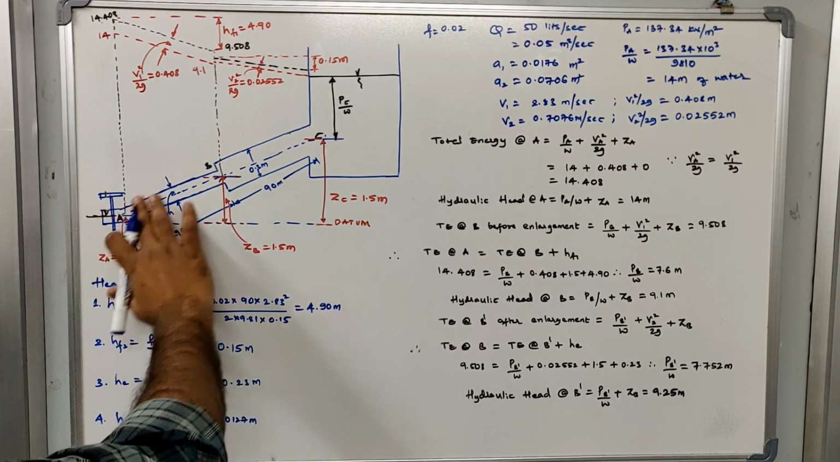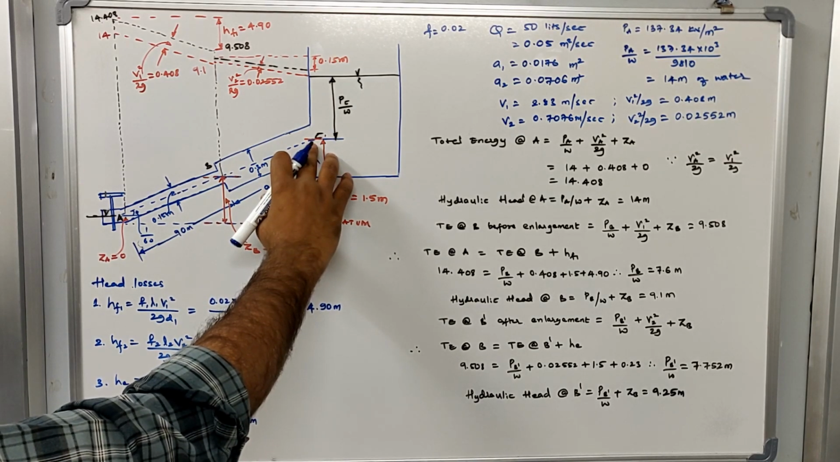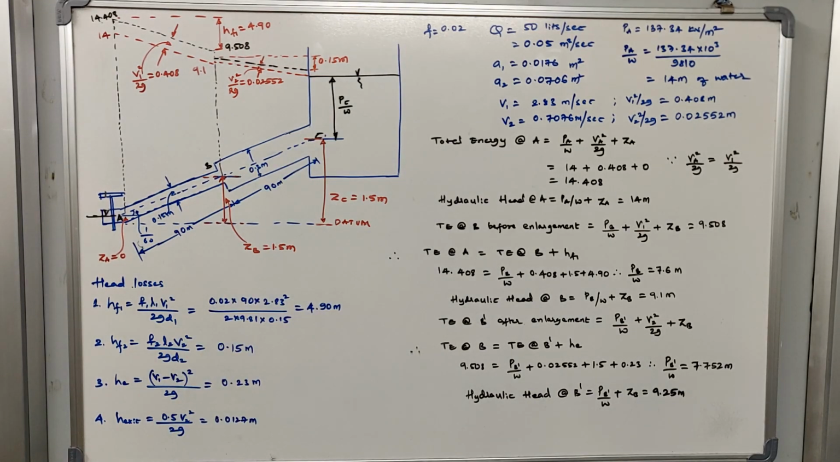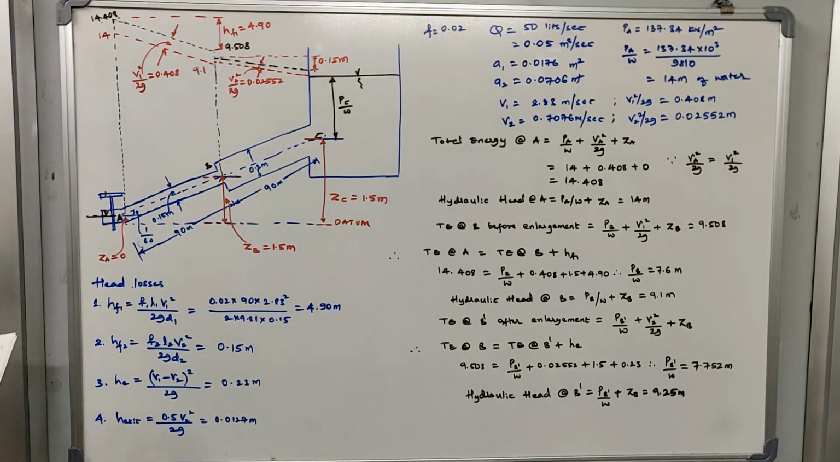Now, from the end A, there is a pumping system. So from end A, it is being pumped and it is discharged into this reservoir. This is the discharging point at C. From here, the water will be discharged into this tank. Now, how much water is being discharged? The discharged water is 50 liters per second. So Q is 50 liters per second.